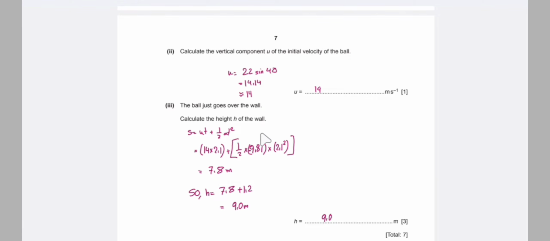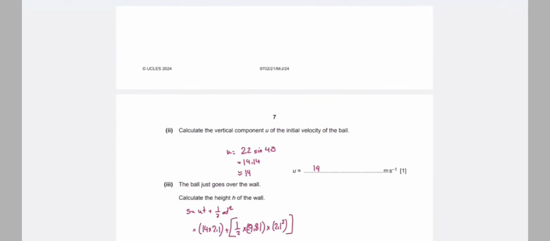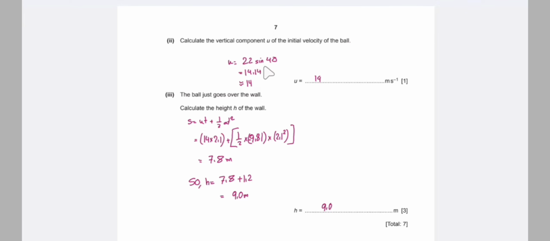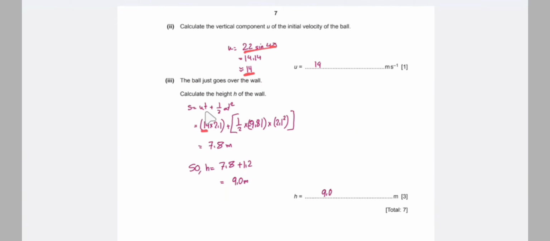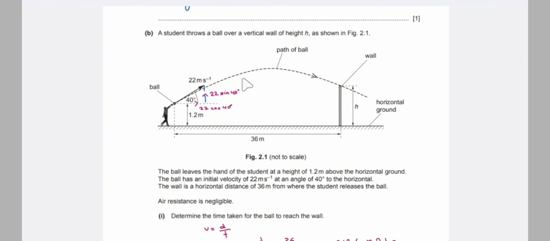So s is equal to ut plus half a t square, where the initial component of velocity, that is the value of u, is 22 sine 40, and 22 sine 40 is 14. So 14, and the time is 2.1 second. So the value of time to reach the wall is 2.1 second. So ut plus half at square. So what is the value of acceleration?